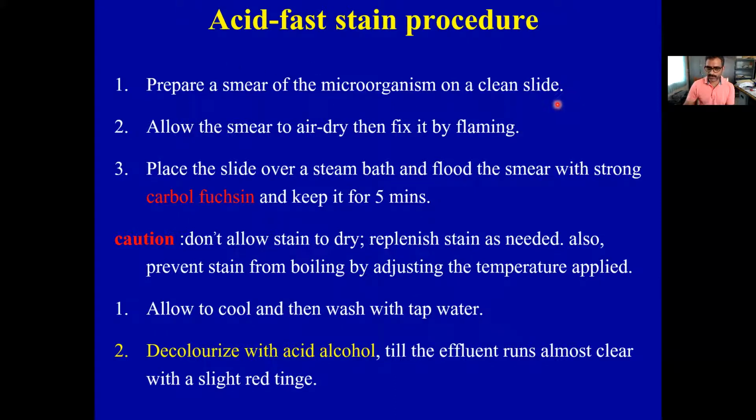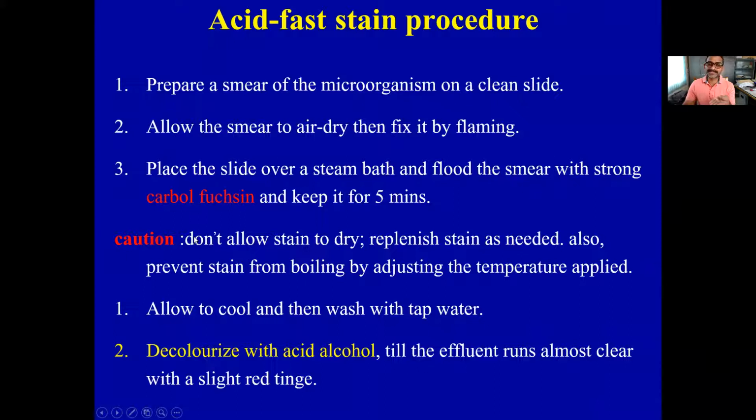Prepare a smear of the microorganism on a clean slide. Allow the smear to air dry, then heat fix by passing it over a flame. Next you have to place the slide over a steam bath, because you have to heat it here. Otherwise it will not take the stain. As I said, you need to heat the slide and then put the stain on. Place the slide over a steam bath and flood the smear with a strong carbol fuchsin, which is red in color, and keep it for 5 minutes.